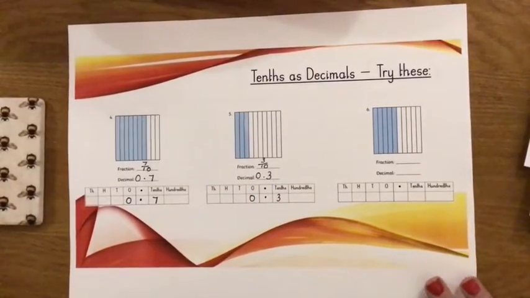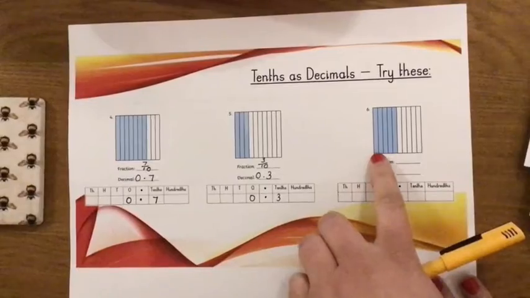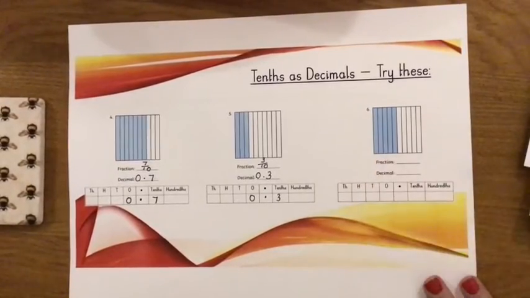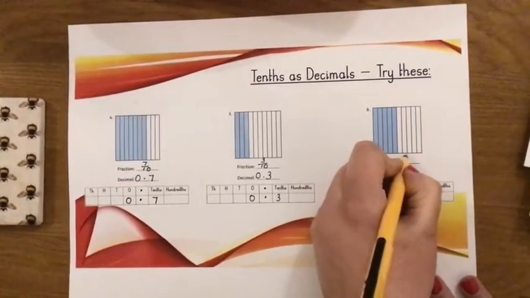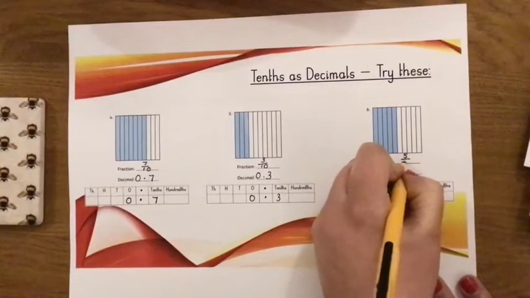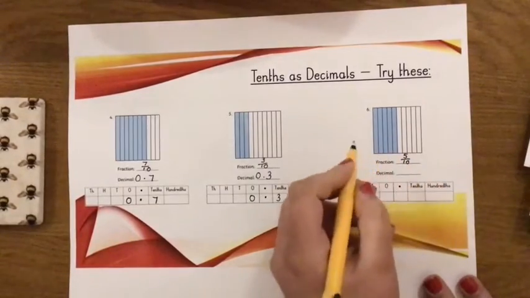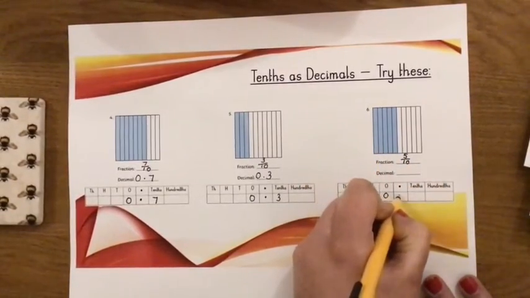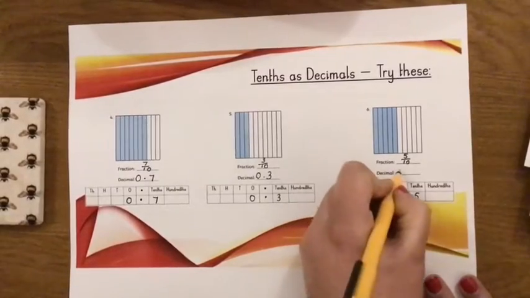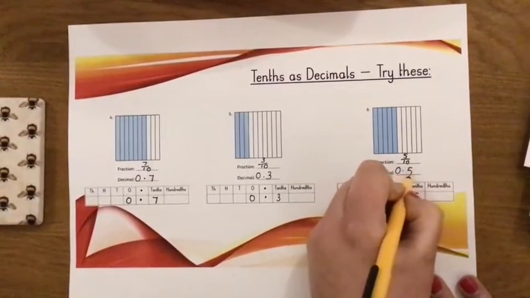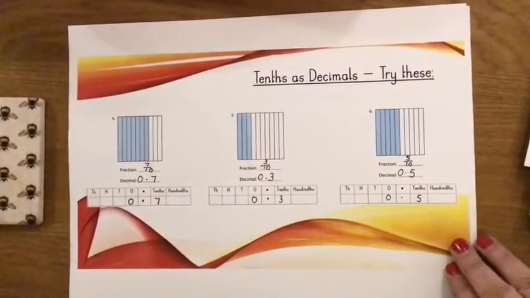And the last one then, I can see I've got 5 parts shaded blue, so that's going to be 5/10. And I've got no ones, decimal point 5, so my decimal answer is 0.5.